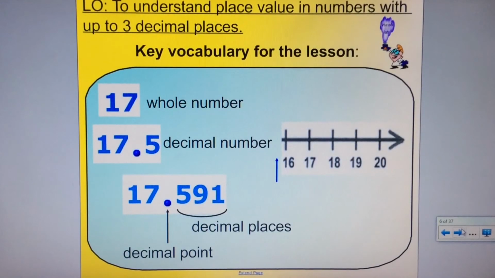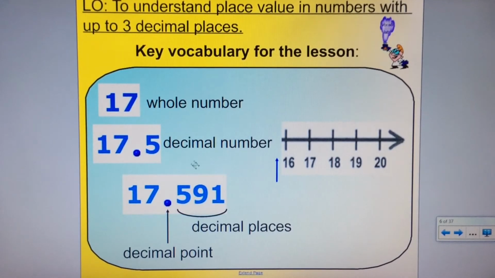Okay, so some key vocabulary you'll need for today then. So we can have whole numbers. For example, 17 is a whole number. The next biggest whole number would be 18, and we can see that on a number line here. When we have a decimal number, we have a number using a decimal point and then 1 or more digits after the decimal point. So 17.5 would be an example of a decimal number.